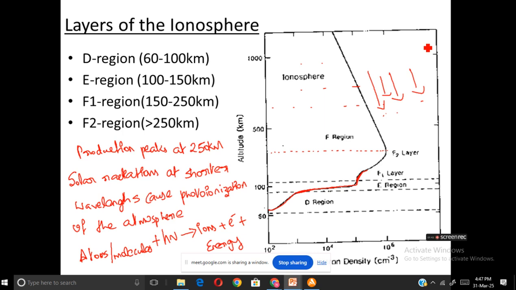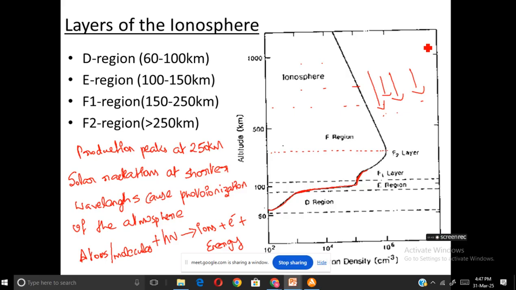So both of these have kind of an opposite profile. As we go up in altitude, the intensity of solar radiation is increasing, whereas the concentration of atoms or molecules is decreasing. So around 250 kilometers, both are kind of high, or it is kind of in between, and that's why around 250 kilometers we are getting a maximum.